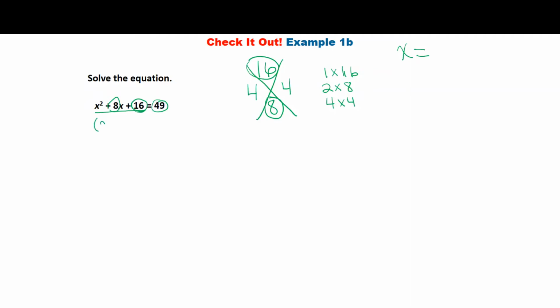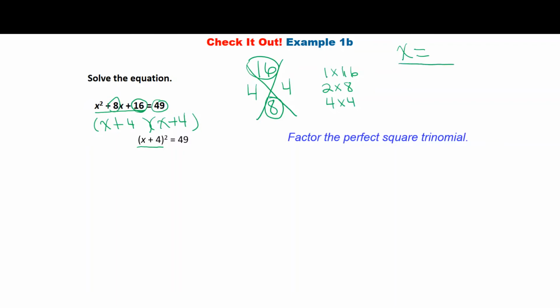So in order to do this, I'm going to say x and open another parentheses and say x. And then I'm going to say plus 4 and plus 4. So I can see that the first thing I want to do is factor the perfect square trinomial, which we just did. And notice x plus 4 times x plus 4 is the same as x plus 4 squared equals 49. All right, so we're getting close.